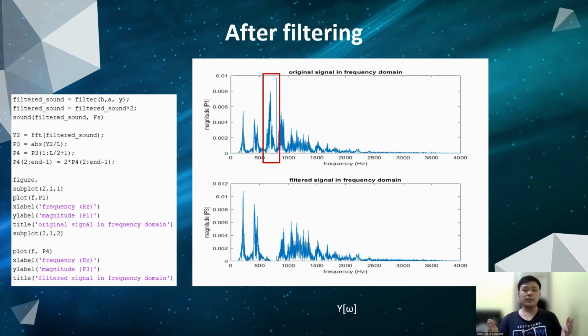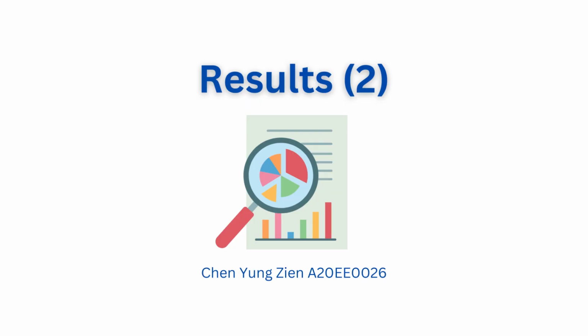Moving on, we'll take a look at the plots of the frequency components after filtering that are generated through these MATLAB codes. It can be clearly observed that after filtering, the noise that is suspected to be between the frequencies of 550 Hz and 950 Hz has been successfully removed, proving the effectiveness of our filter design in removing the noise.